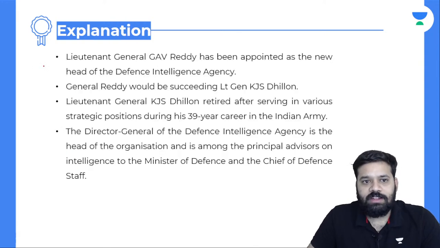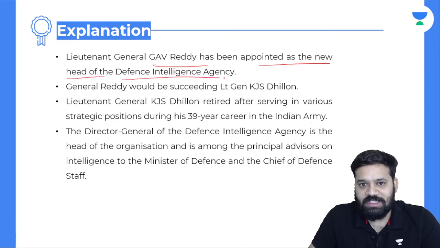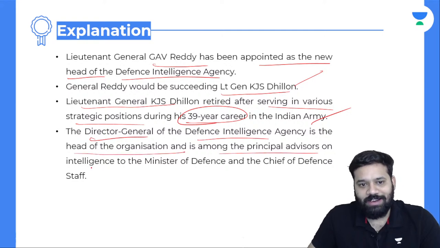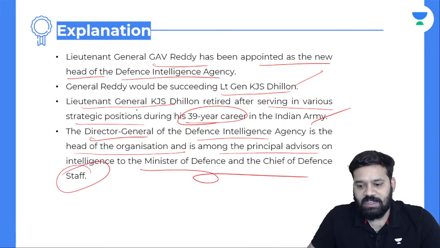Perfect. More on this, Lieutenant General GAV Reddy has been appointed as the new head of the Defense Intelligence Agency. General Reddy would be succeeding Lieutenant General KJS Dhillon, who retired after serving in various strategic positions during his 39-year career in the Indian Army. The Director General of Defense Intelligence Agency is the head of the organization and is among the principal advisors on intelligence to the Minister of Defense and the Chief of Defense Staff.